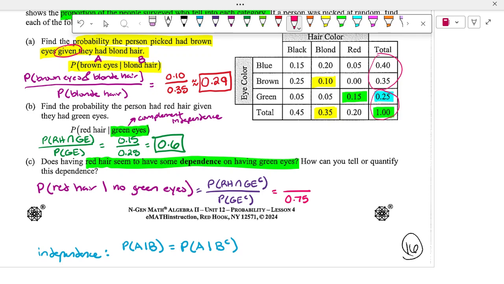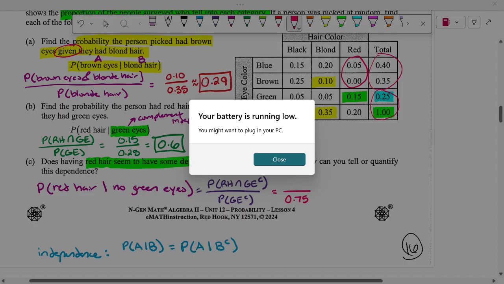What's the probability of having red hair and no green eyes? It's 0.05. Again, you can add up the two columns of red hair where they don't have green eyes, they have blue or brown, or you could subtract the green eyes from the total. Either way, you'd still get 0.05.